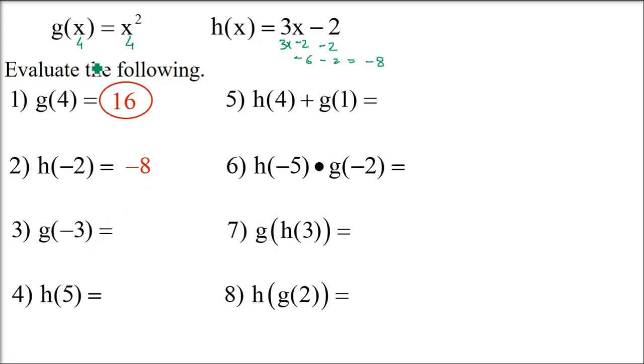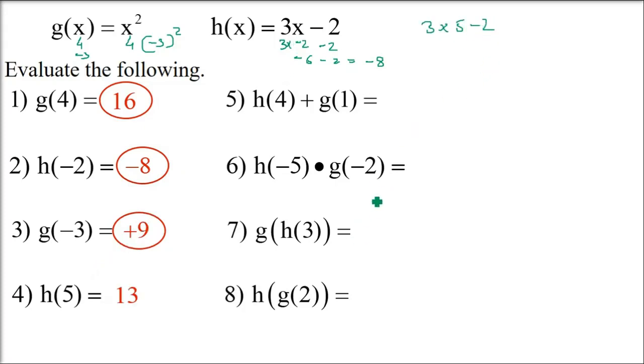Negative 8. g(negative 3), just put negative 3. Negative 3 whole squared is 9. h(5), put x as 5. 3 into 5 minus 2. So you get 13. h(4) plus g(1).